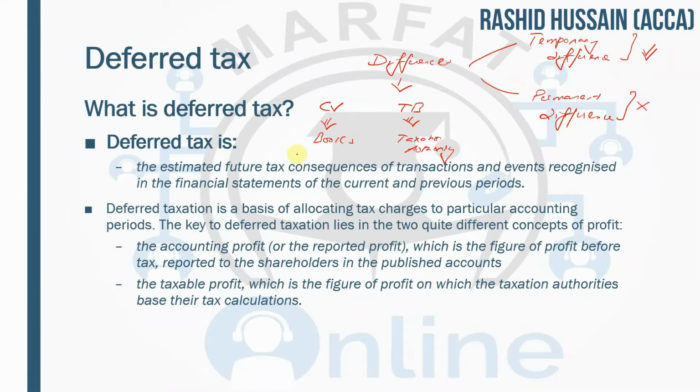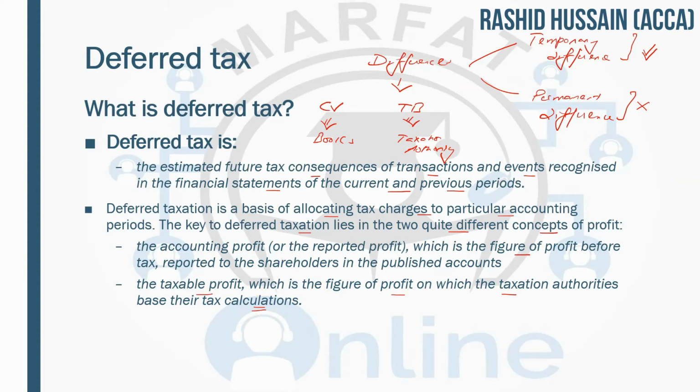So the deferred tax is simply the estimated future tax consequences of transactions and events recognized in the financial statements of the current and the previous period. Deferred taxation is a basis of allocating tax charges to a particular accounting period. The key to deferred taxation lies in two quite different concepts of the profit: the accounting profit, which is the figure of the profit before tax reported to the shareholders, and taxable profit, which is the figure of profit on which taxation authorities base their tax calculations. As I've told you, there is a difference between the accounting profit and the taxable profit.